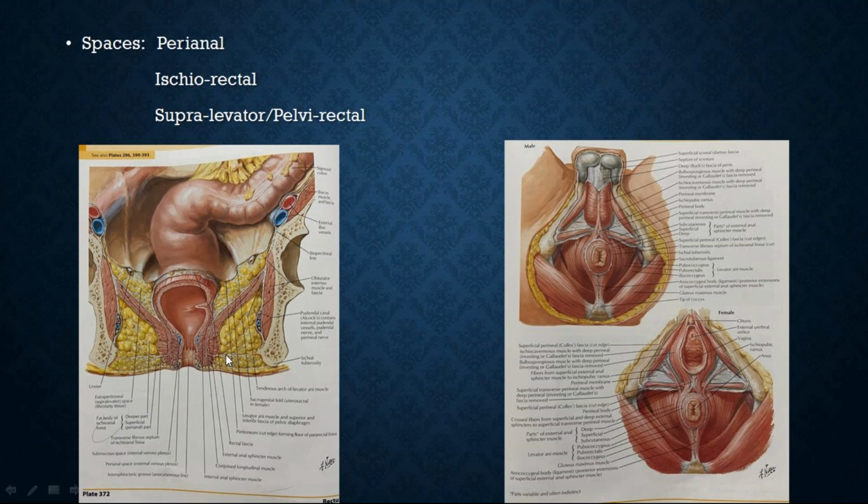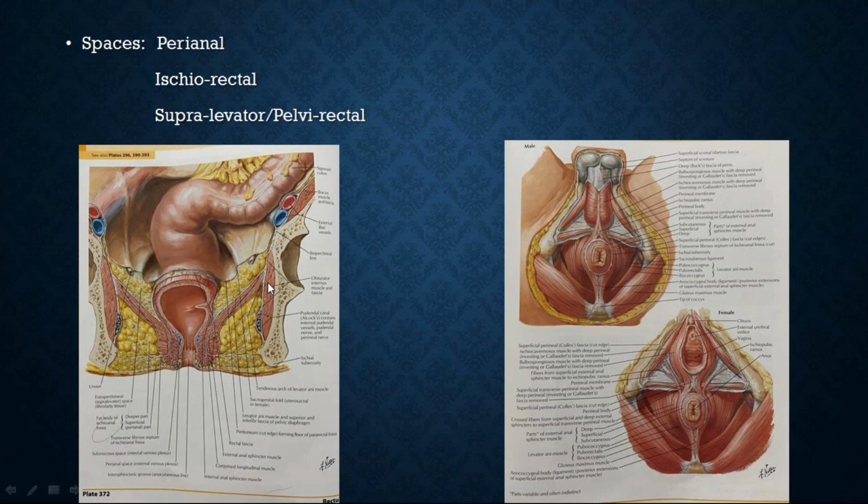Whereas this is the base. Here you can see a transverse fibrous septa coming from the longitudinal muscle and reaching till the ischial tuberosity. This is the transverse fibrous septa which forms the base of the ischiorectal fossa. It arises from the longitudinal muscle and separates the internal sphincter from the subcutaneous part of the external anal sphincter. This is the base.